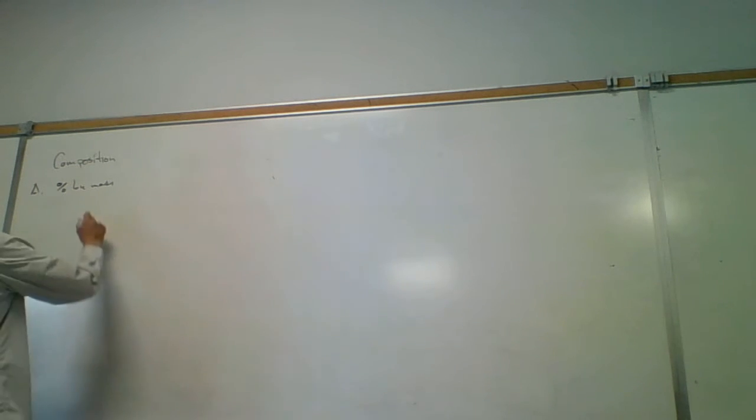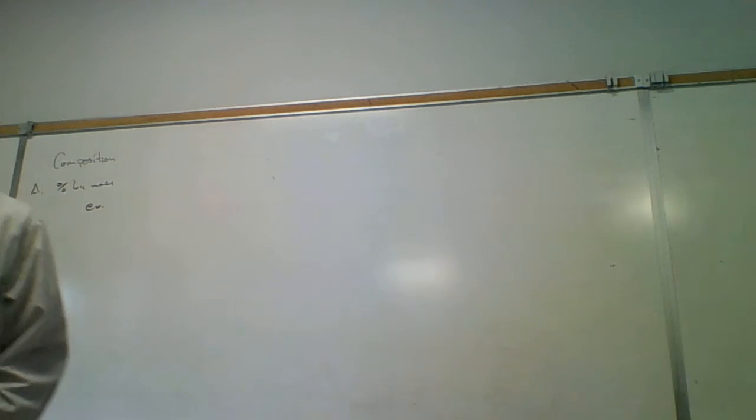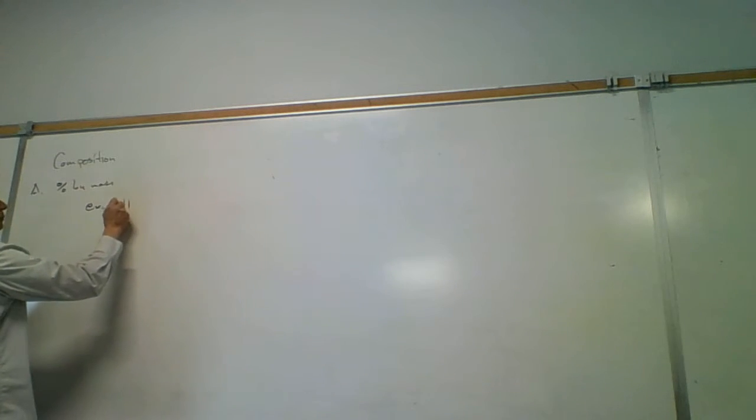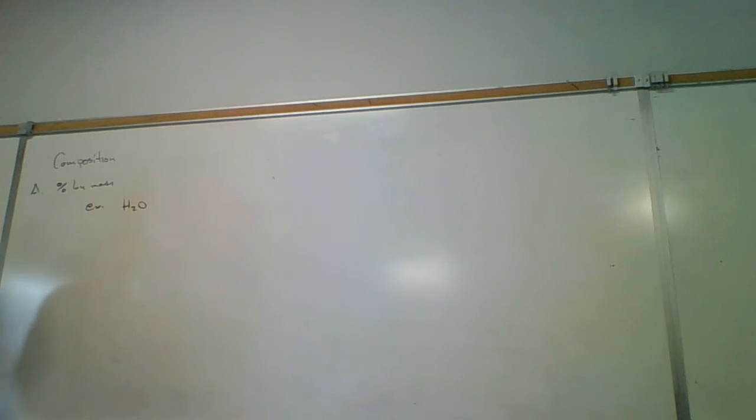So we could do an example here. Let's take water. How would we figure out what the percent by mass is? Well, what is water anyway? Water is H2O. H2O, that's not the composition by mass. H2O is a composition by atoms. 2 hydrogen atoms for every oxygen atom.